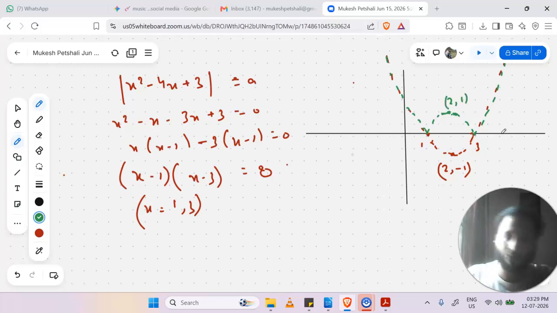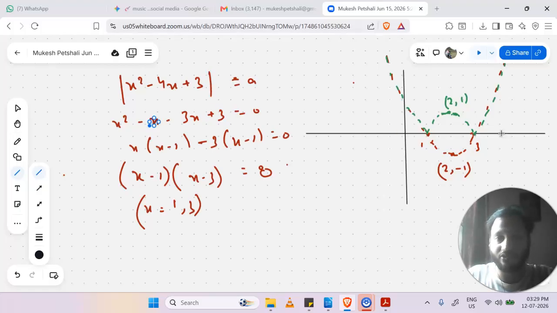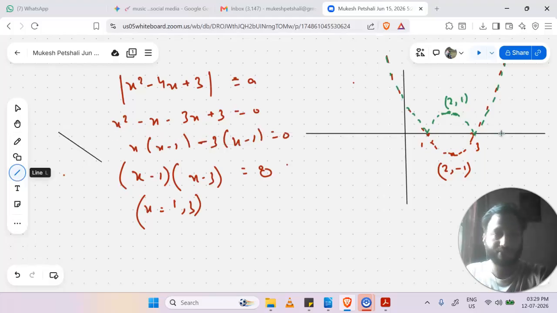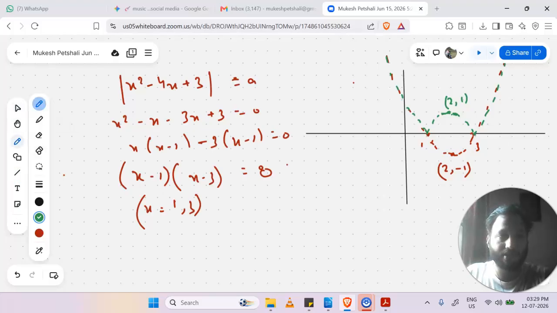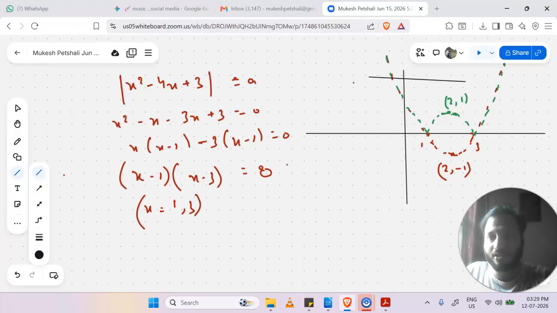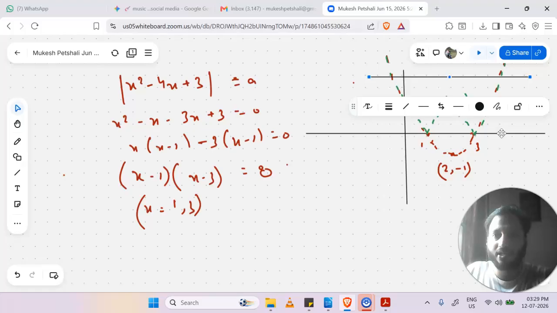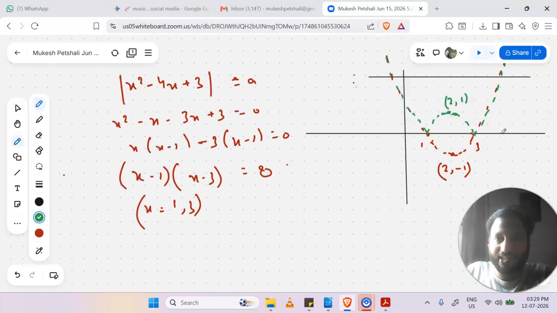Now let's get to the question. The question was, if these two curves have exactly three solutions. Now let's go and play around with the values of a. Let's say if a was greater than 1, somewhere here, if you look over here, there are 2 points at which this horizontal line is intersecting the parabola, which means this equation has two roots if a is greater than 1.